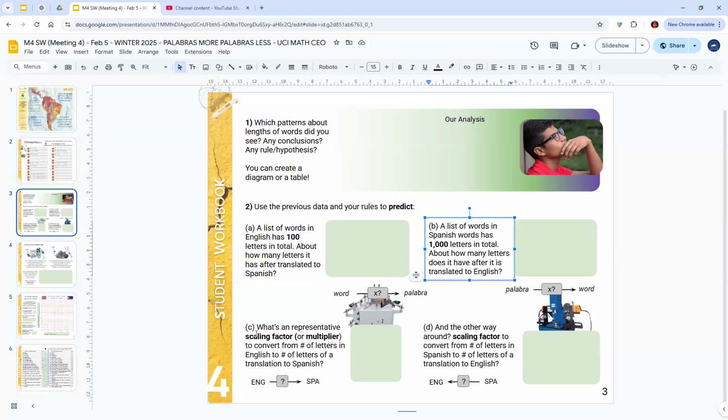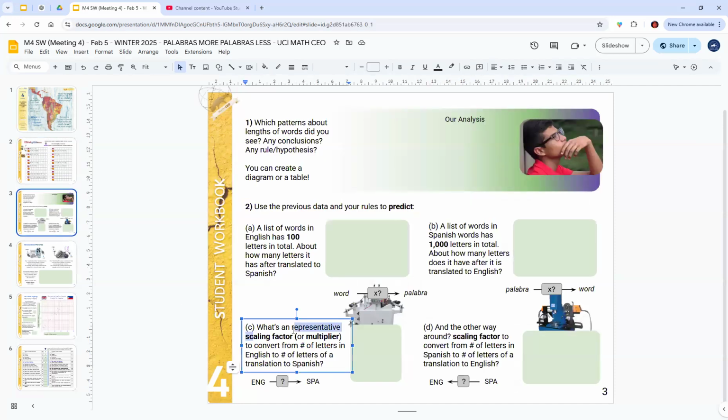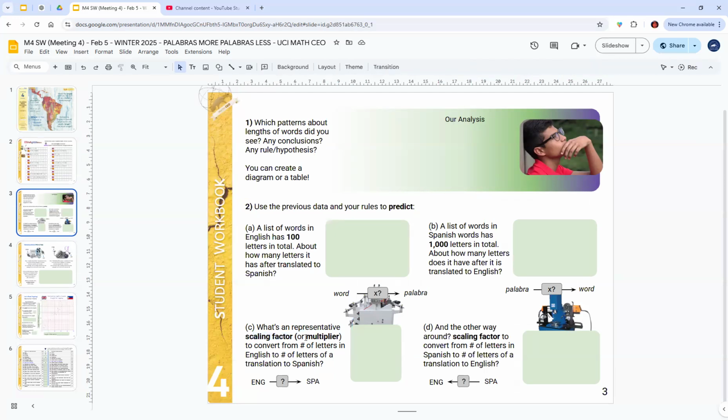And then even more guided, you introduce scaling factor or multiplier. So of course you talk here a little bit about it, right? Because when you were doing conversions, fractions and decimals will appear when you make sense of these percentages. So they already know it. Maybe you said the word, but now it's official. Now it's scaling factor or multiplier. What's a representative scaling factor that would allow you to convert from English to Spanish? So think of it as a machine. And in reverse, what would be again?